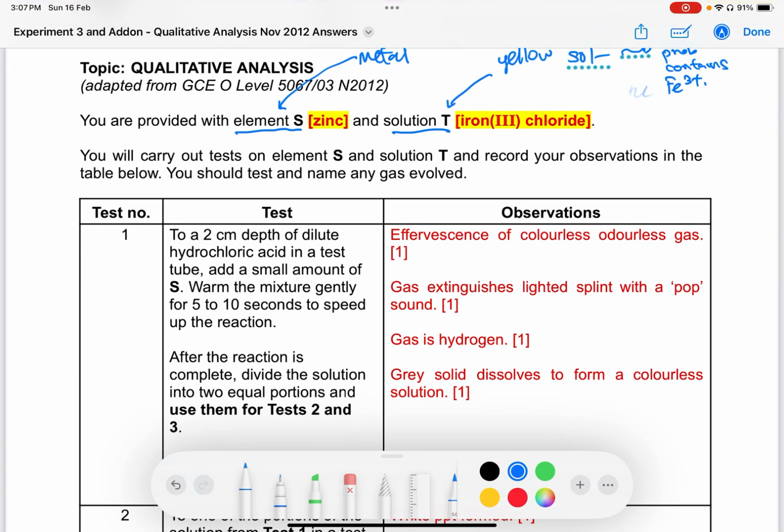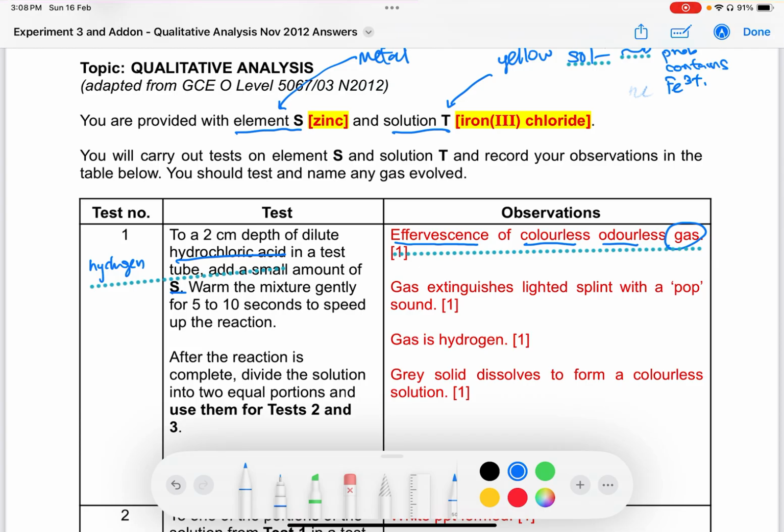Okay, test number 1. We went through all this already, so I won't be sharing on what the different reactions are. I just want to focus in terms of the answers. So do take note, whenever you see the term effervescence, you will need to write down the color and the odor of the gas that's formed. In this case, when you do this reaction, it's actually acid plus metal. So you know that hydrogen gas is evolved, right? Hydrogen is a colorless, odorless gas. And hence, the first point I'll write is effervescence of colorless, odorless gas.